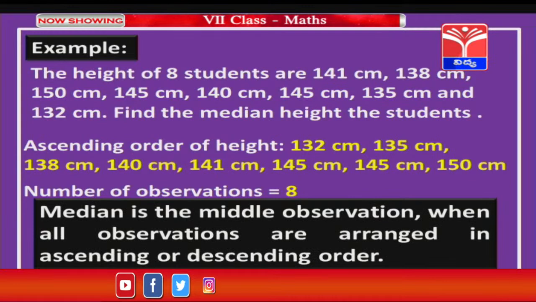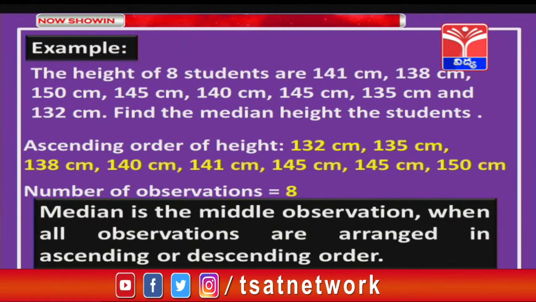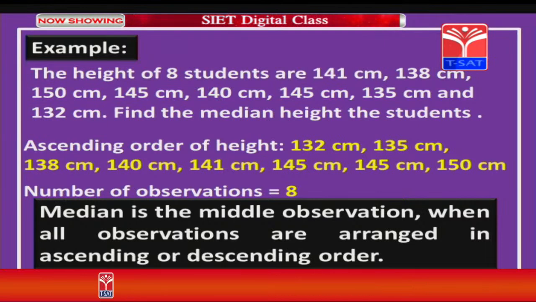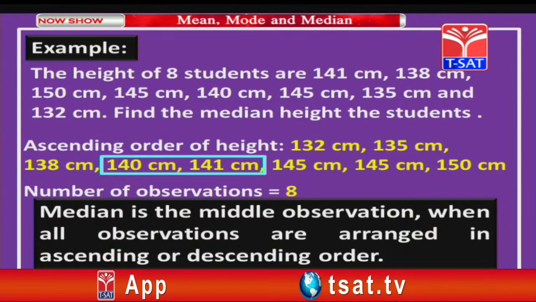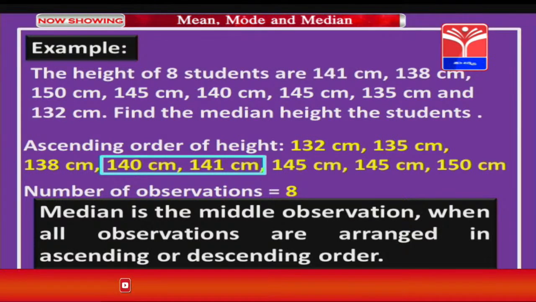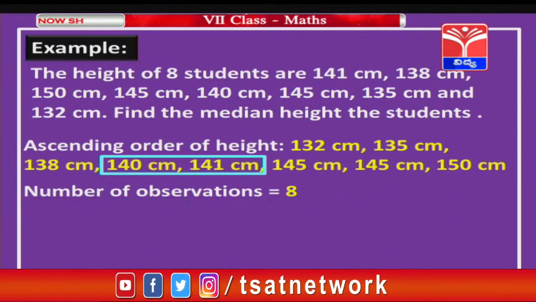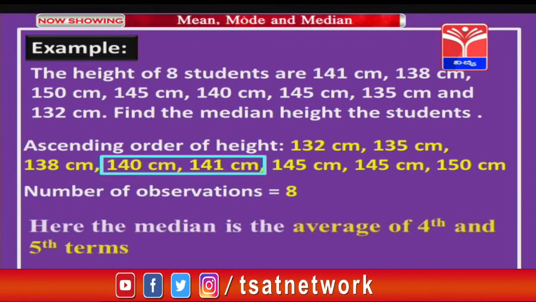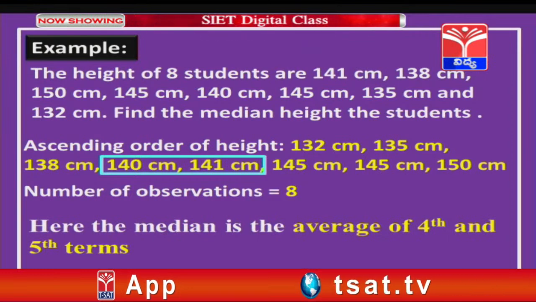Now, in such cases, what is actually the median? Median is the middlemost observation, right, when they are arranged in either ascending or descending order. But here you do not have one middle term, we have two middle terms, that is 140 centimeters and 141 centimeters. Then how to calculate the median of such data? So, for this we are going to take the average of the 4th and the 5th terms, that is the 4th and 5th observations, you can say.